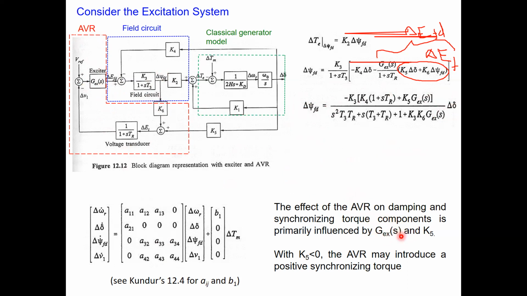So how you have your exciter, all right? And then again, the K5 constant, it is this one. So the effect of AVR on the synchronizing torque and the damping torque coefficient is this one here. They are influenced by this. And if you have K5 less than 0, because just here, this one, right? What do you mean by K5 less than 0? It is negative, basically. Then the AVR will have a positive synchronizing torque here.